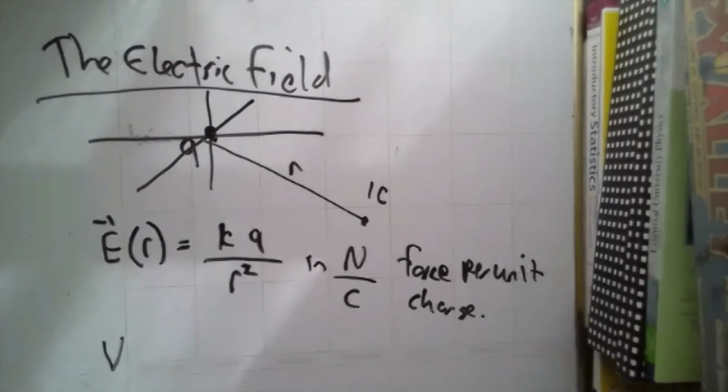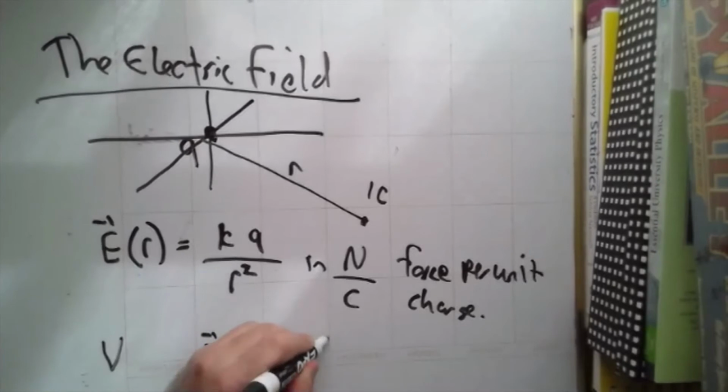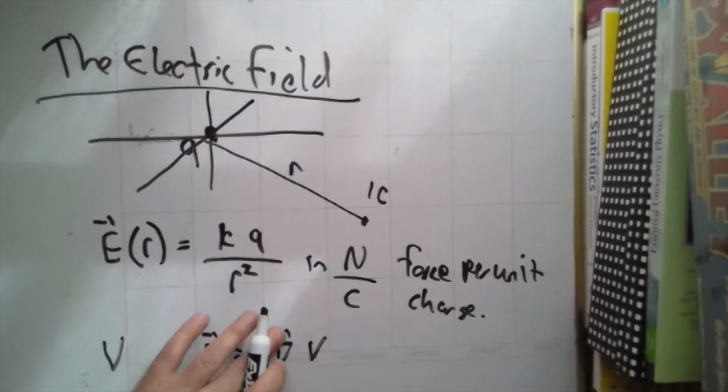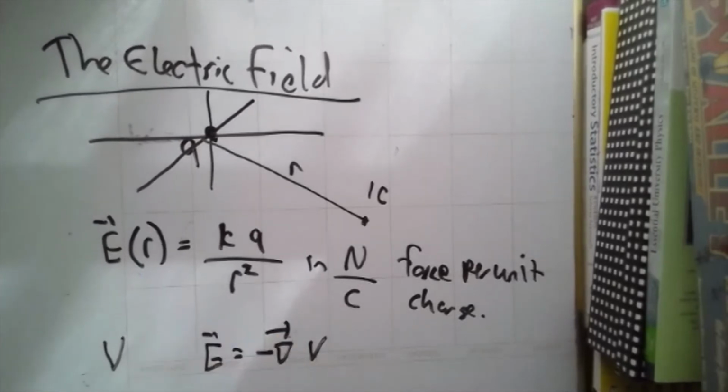Like when you plug something into your outlet and you say it's 120 volts, that's this guy. The electric field is the negative gradient of the electric potential. Gradient is like a 3D version of a derivative. So in a sense, the electric field measures changes in potential.